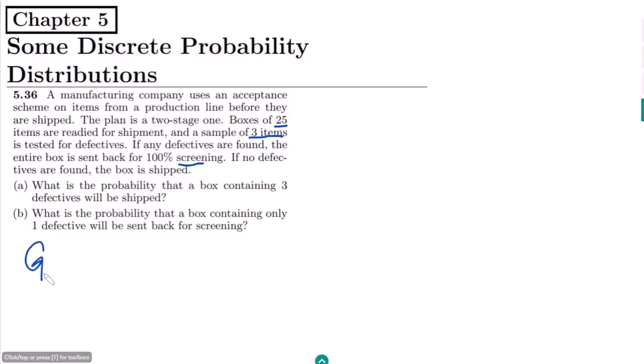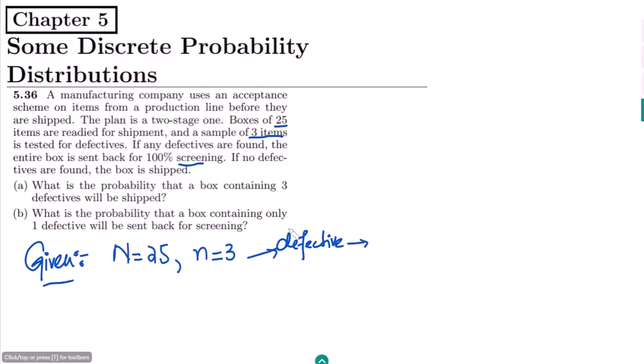Okay, so on the basis of it, let me first write what is given here. So the total number of items here is 25, and from these 25, a person has to select 3 items. Okay, so according to this statement, if any of these 3 is found defective, what will happen? Entire box is sent back for 100% screening, so send back.